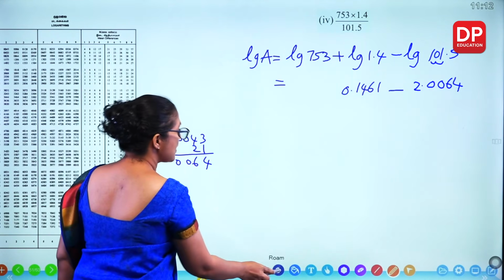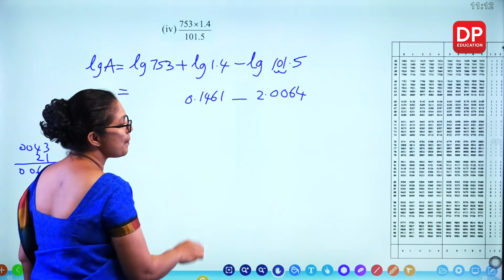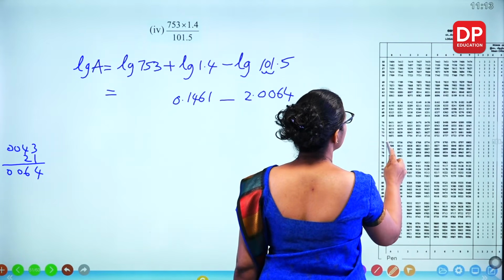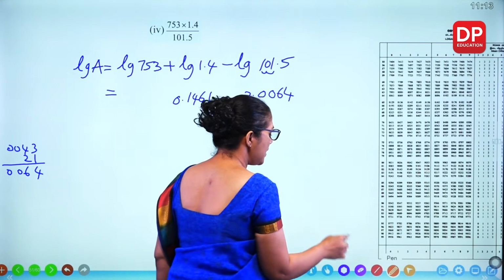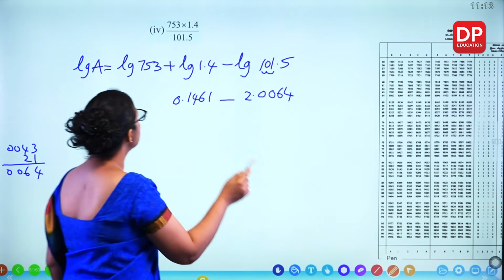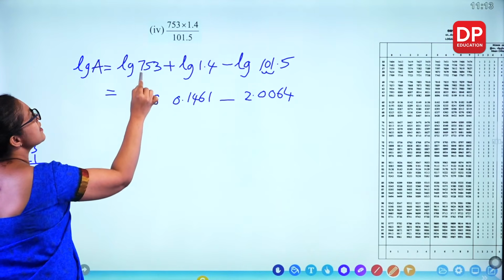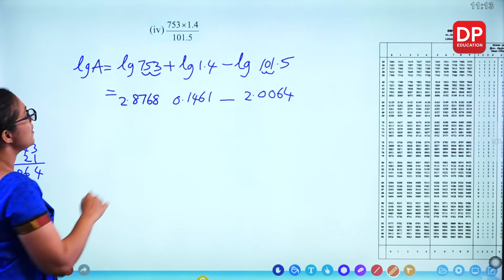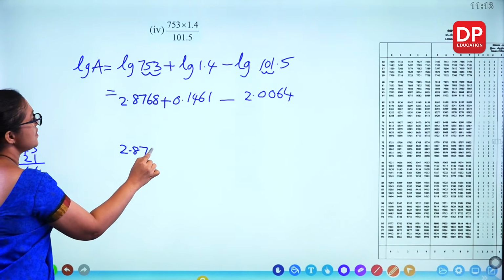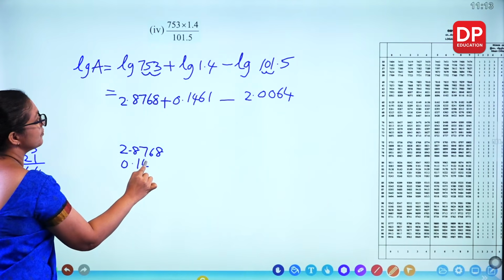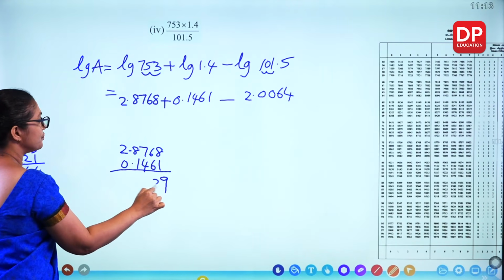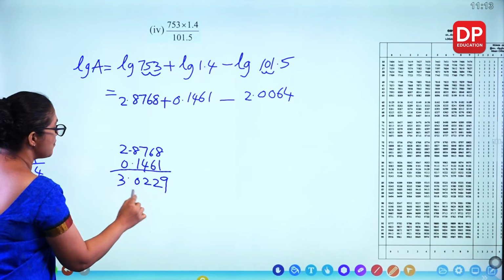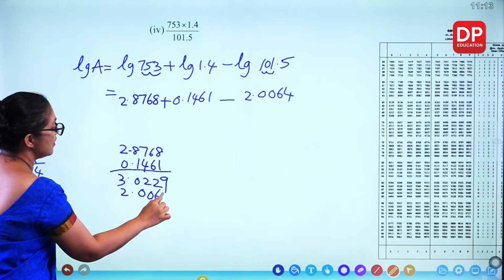Now we'll refer to the second table, 75 3. 87 68, two places to the right, 2.8768. Now we'll add these two values. .0229 and subtract this value.